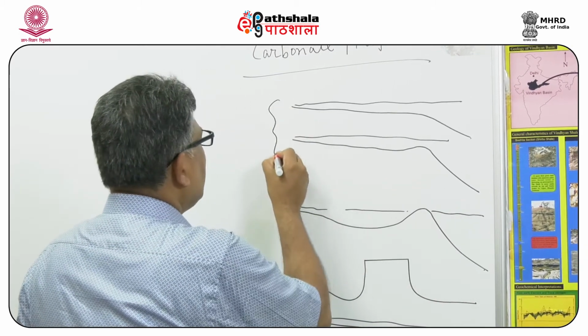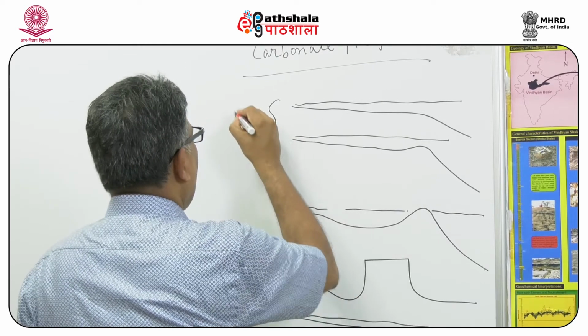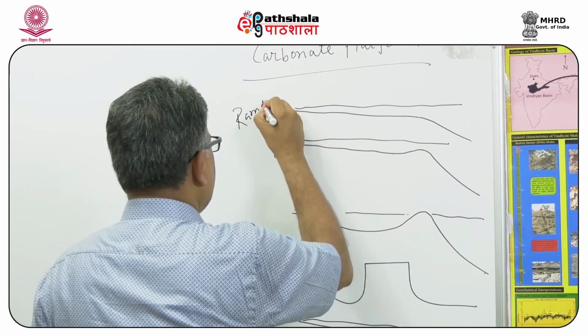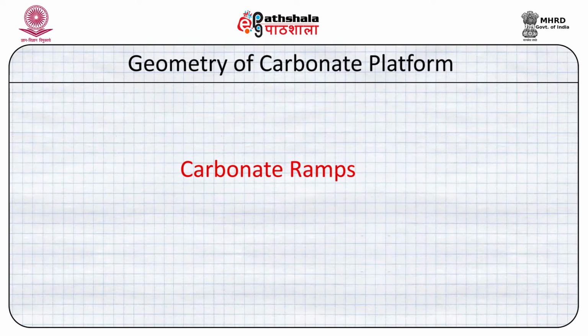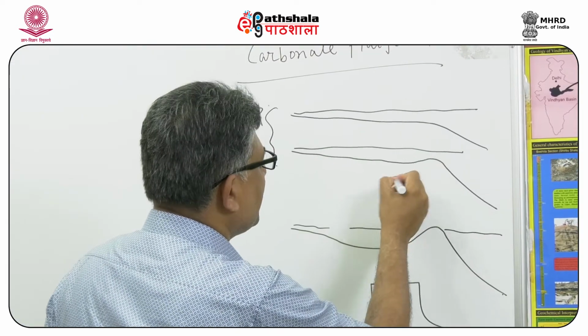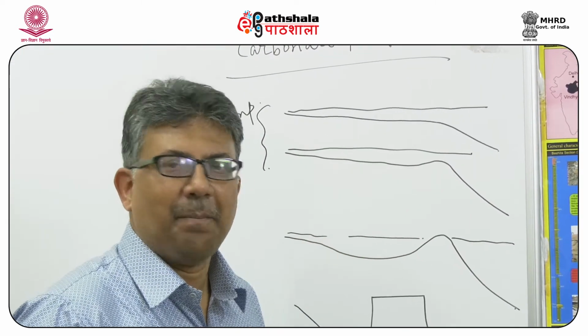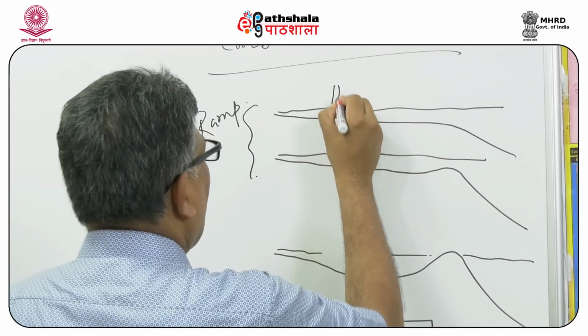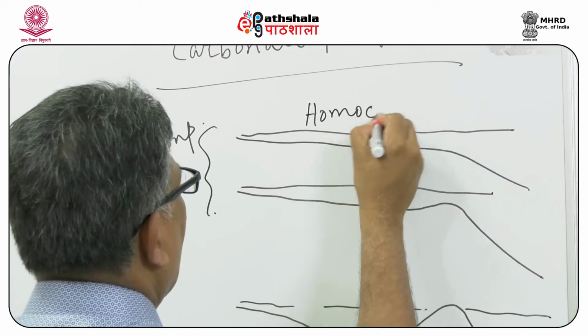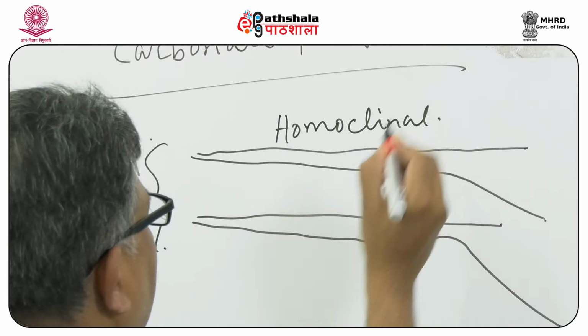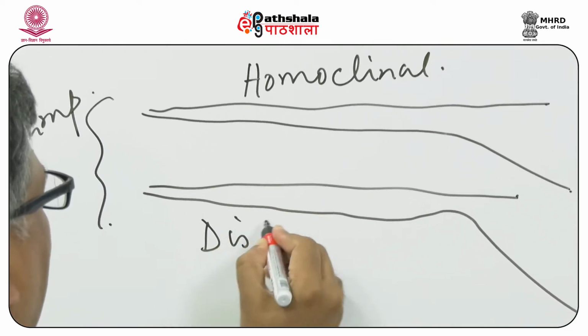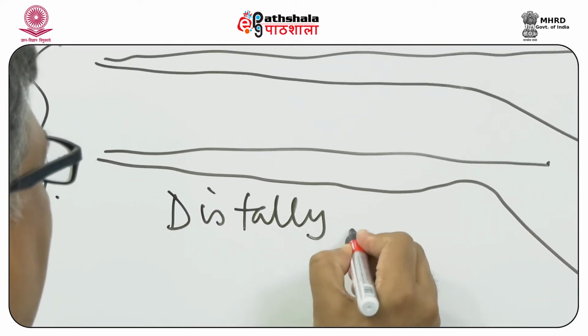These two which I have drawn here, this type of platform we call a ramp. You can see there are two different geometries that I am drawing in terms of ramp. One we call the homoclinal ramp, and this we call the distally steepened ramp.